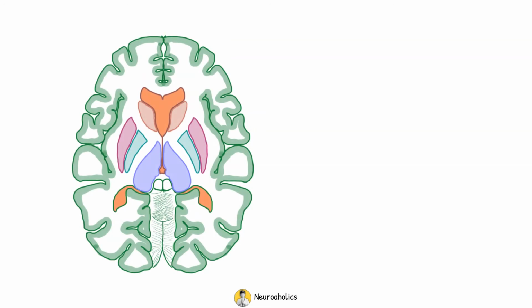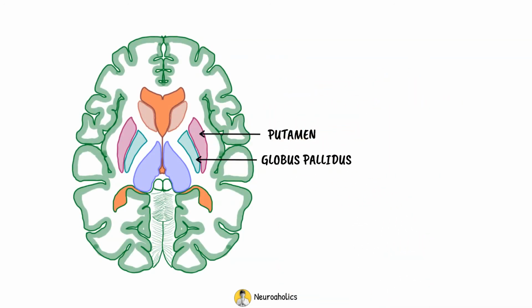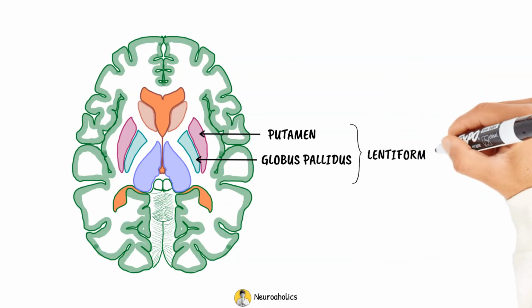Just medial to the putamen lies the globus pallidus, meaning pale globe, so named because of the many myelinated fibers traversing this region. The globus pallidus has an internal segment and an external segment. The putamen and globus pallidus together are called the lentiform nucleus.